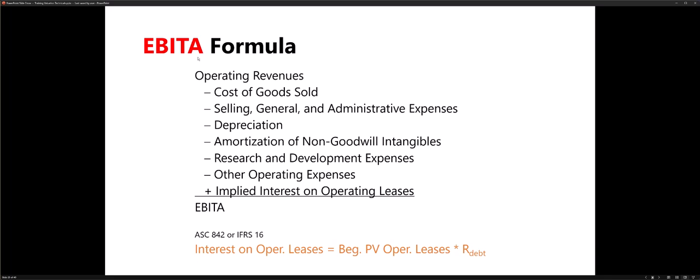So let's start with EBITDA. So operating revenues minus your normal costs. Each company is different, so each line item might be different. These are just examples of those expenses: your COGS, your SG&A, your depreciation, amortization, R&D expenses, or your other operating expenses. And that's the most normal expense that you would see.